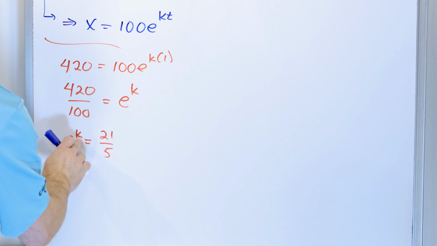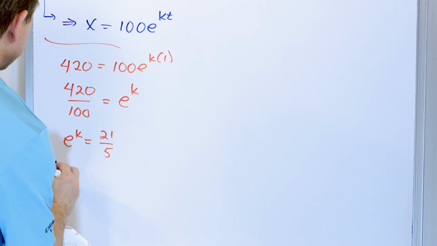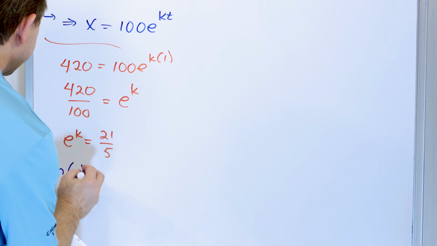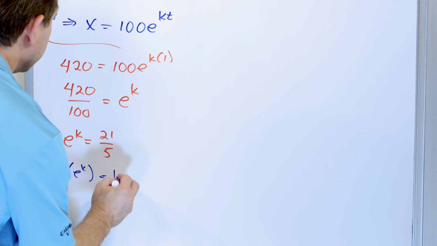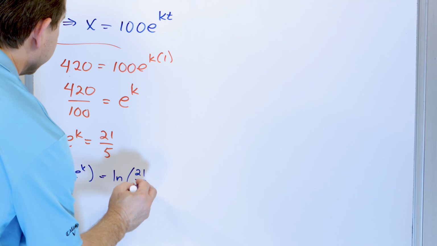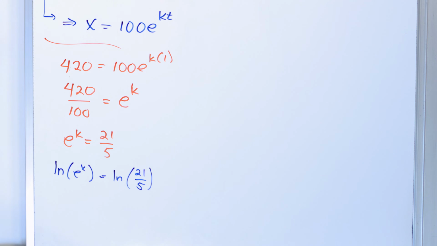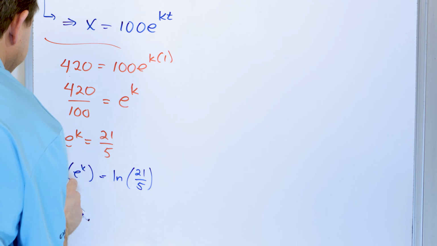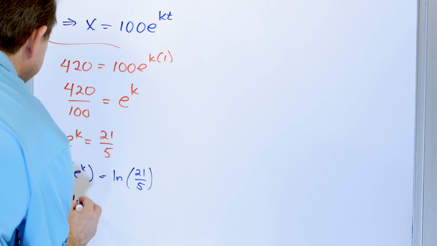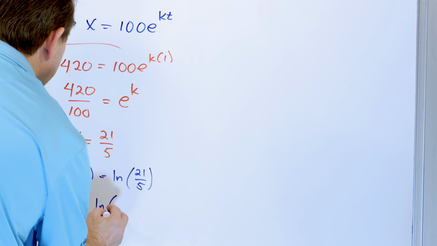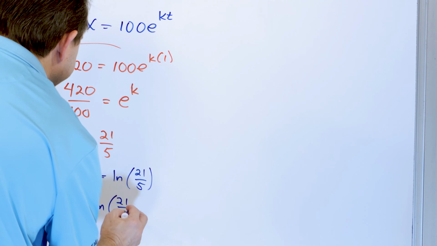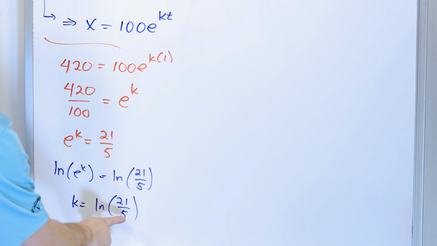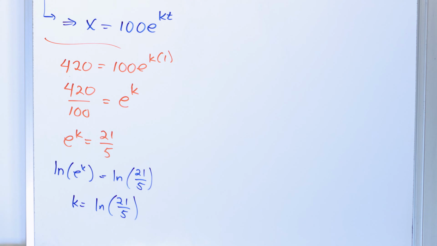Now, how do I solve for k? I need to take the natural log of both sides. So e to the k right here, natural log here, 21 over 5, like this. All right, and so what I'm going to get is that this k value is the natural log of 21 over 5. Now, natural log is just a function, so if I put a number in here, it's still going to give me a number out.